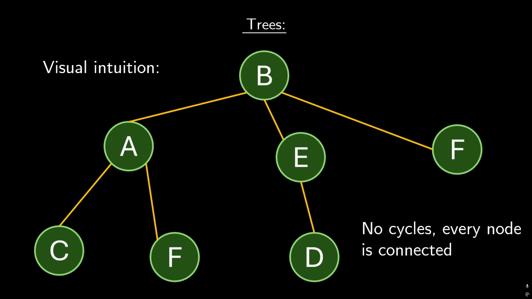We have a graph where if you count the number of nodes and you count the number of edges, you'll realize that the number of edges is basically the number of nodes minus 1. Okay, and not only that, but basically what has happened here is that all of the nodes are reachable from each other. So the entire graph is one big connected component. Okay, so this is what a tree is. It's basically a graph where there are no cycles and every node is connected.